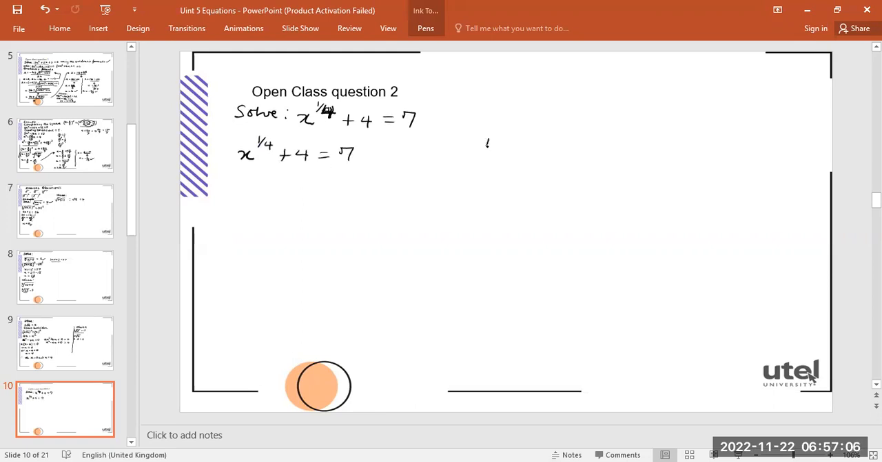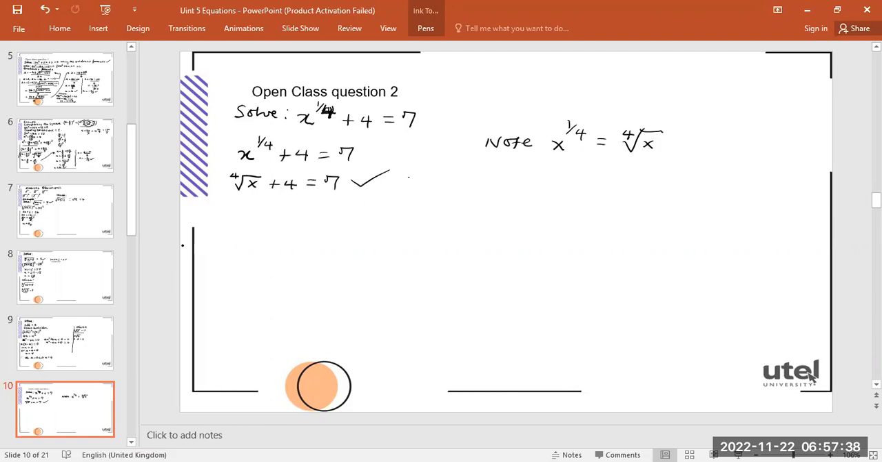Now, please take note as a hint. X raised to the power of 1 over 4 is the same thing as the fourth root of x. This is a very simple radical equation that you can solve. In other words, this expression is the same thing as the fourth root of x plus 4 equals 7.